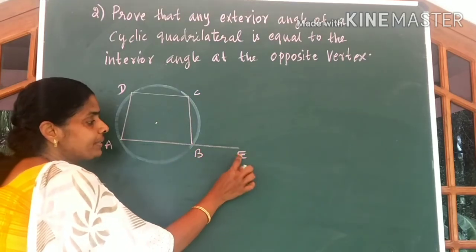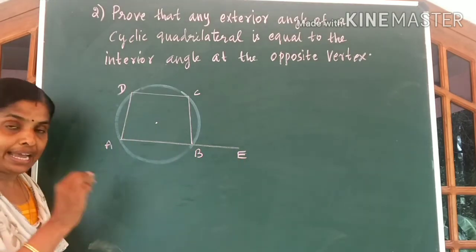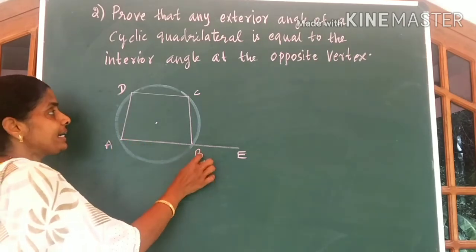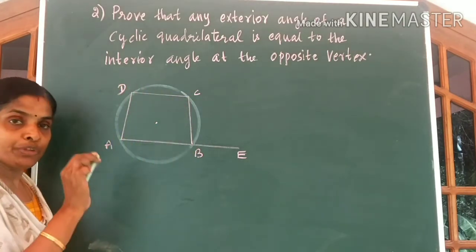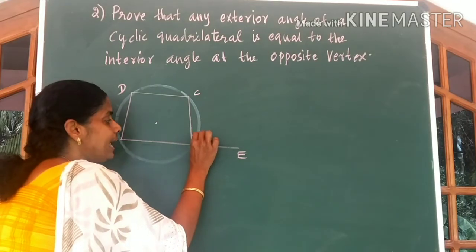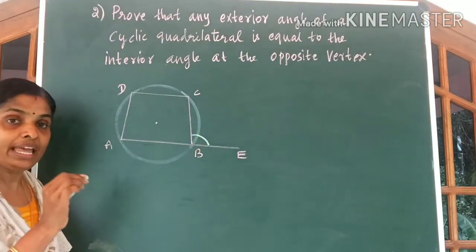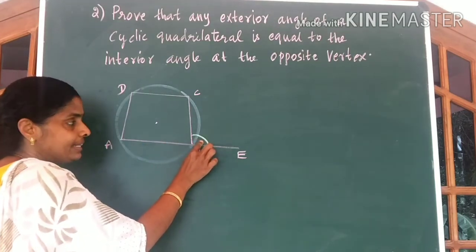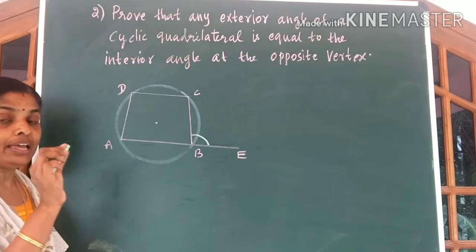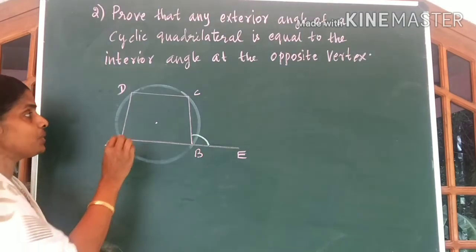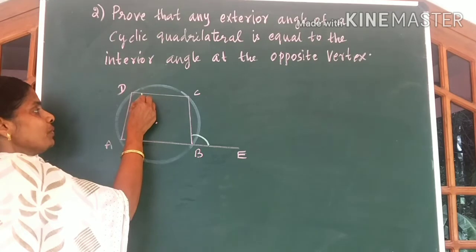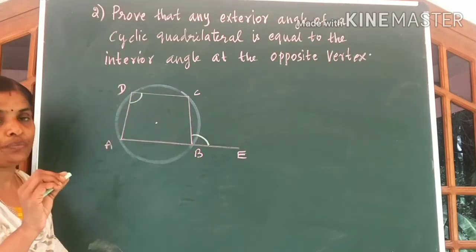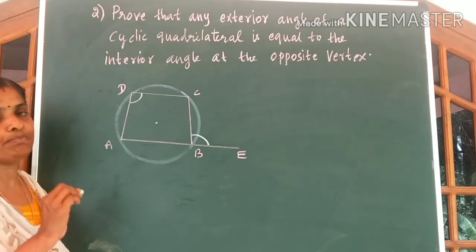To say about the exterior angle, I have extended the side AB of cyclic quadrilateral ABCD. So you got this angle, angle CBE is our exterior angle. We have to prove exterior angle at this vertex to be equal to the interior angle at the opposite vertex. That is, we are going to prove these two angles are equal. To prove it, we will use a very simple idea.